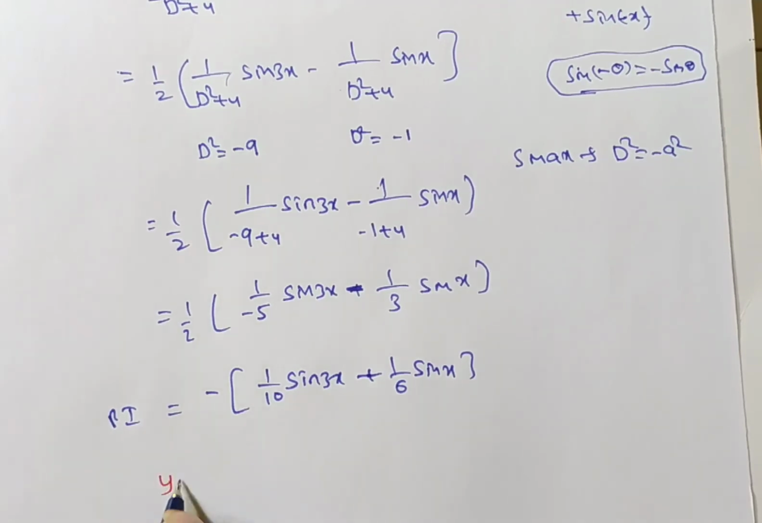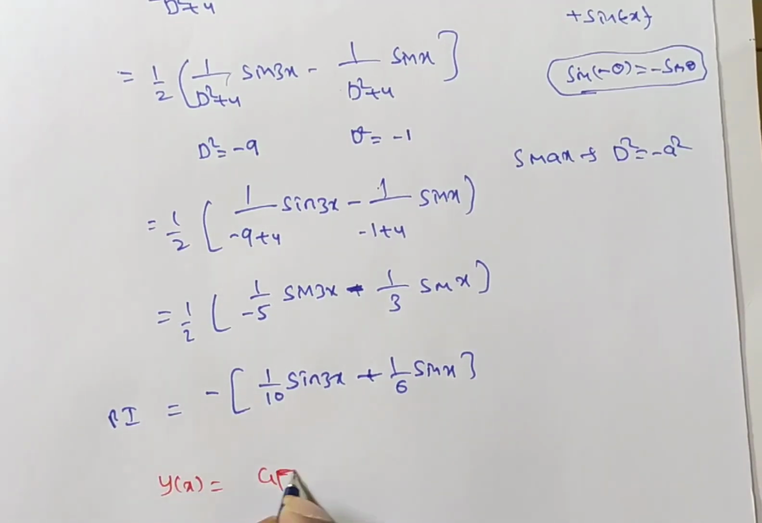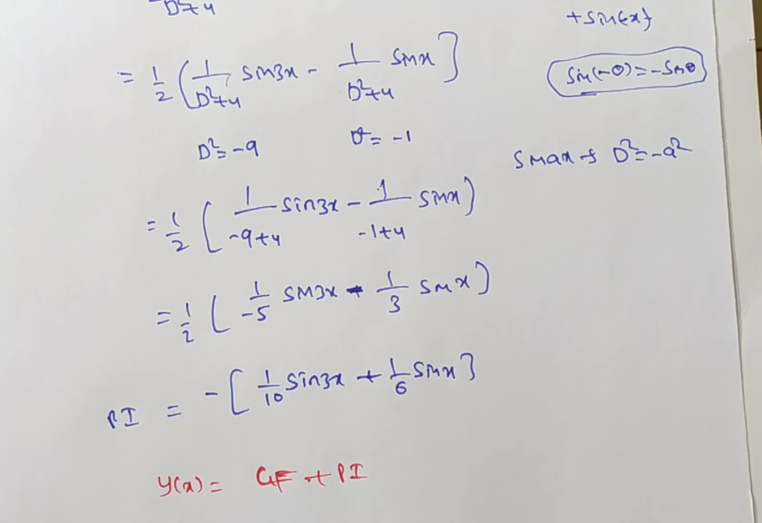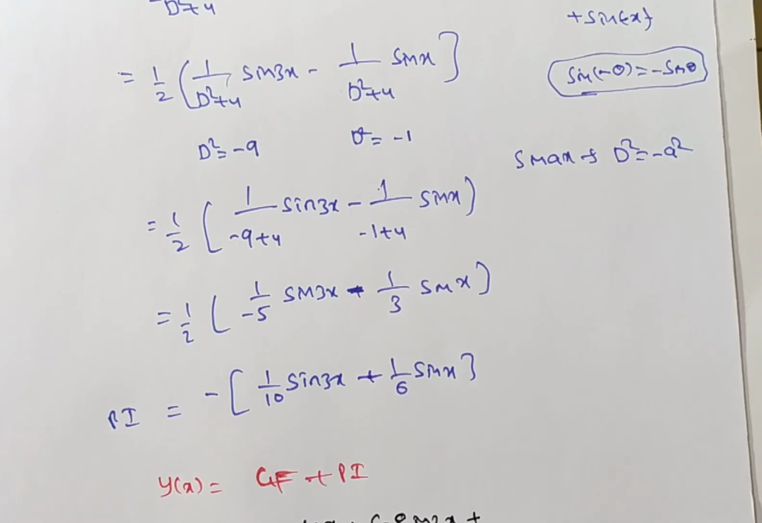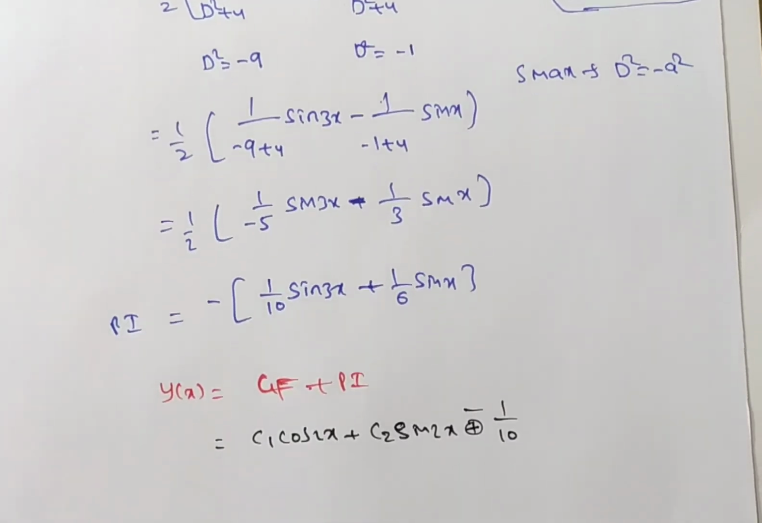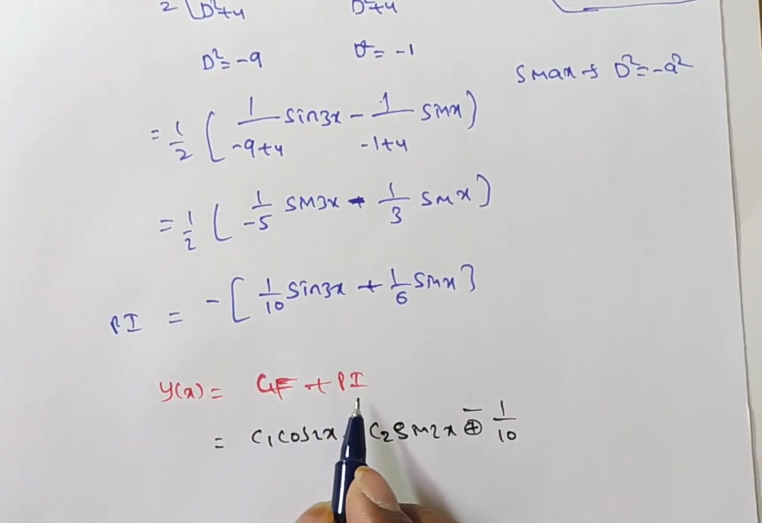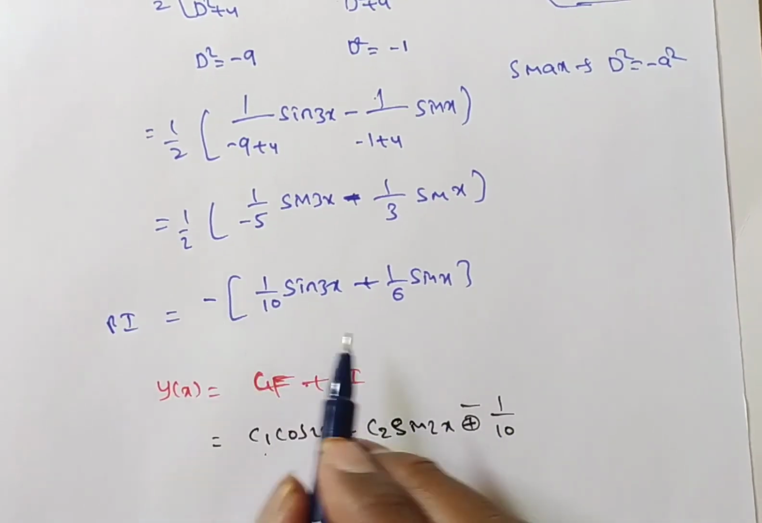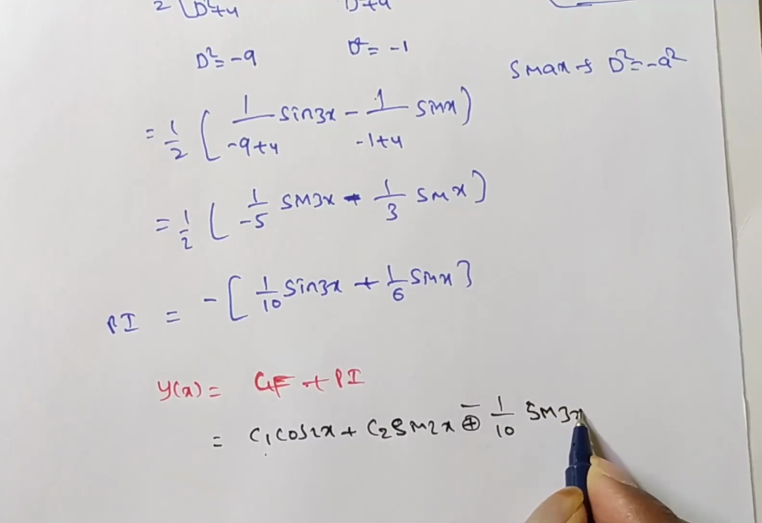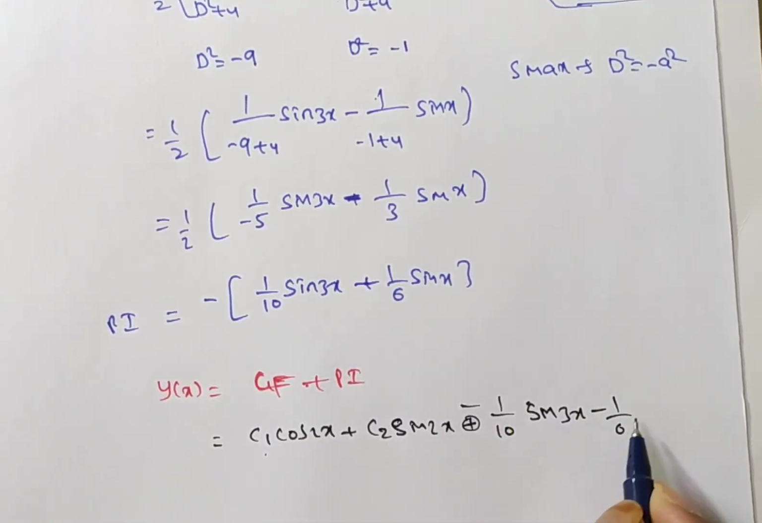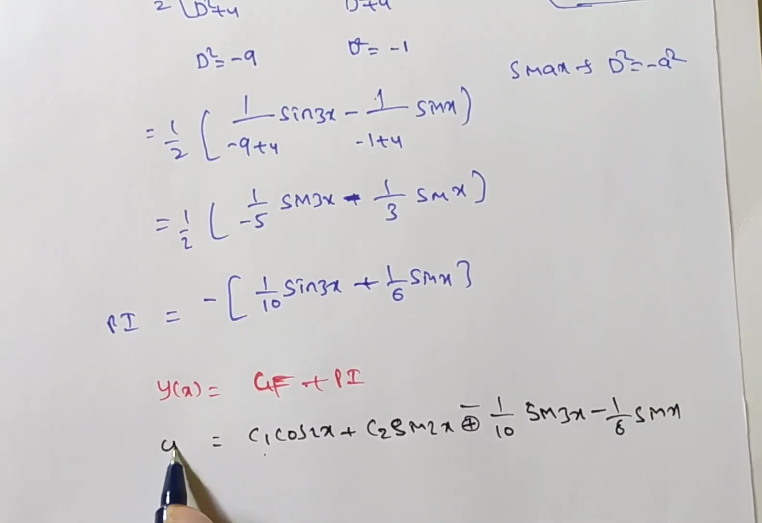Now what is the general solution we have? The general solution is y of x is equal to complementary function plus particular integral. So what do we have for the complementary function? c1 cos 2x plus c2 sin 2x plus the particular integral, here you have a minus sign, minus 1 by 10 times of sin 3x plus 1 by 6 sin x. So this is the general solution for the given differential equation.